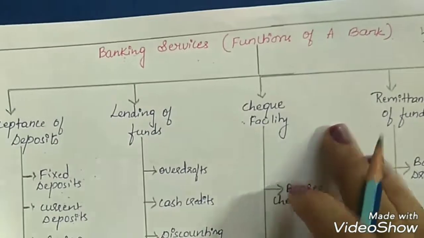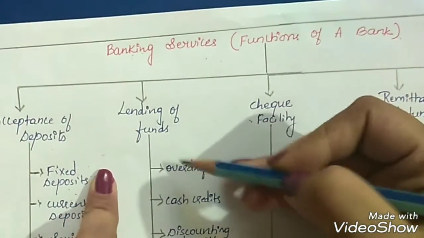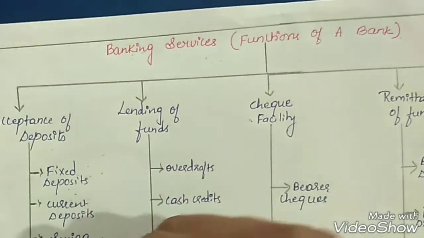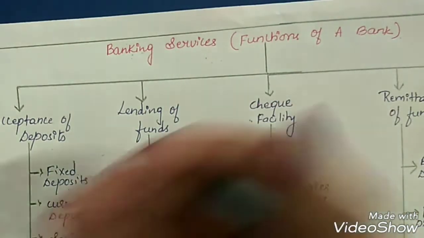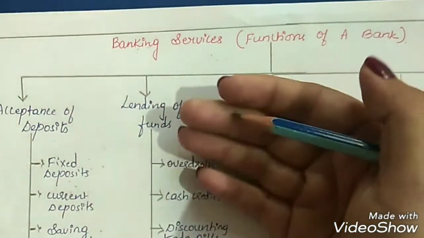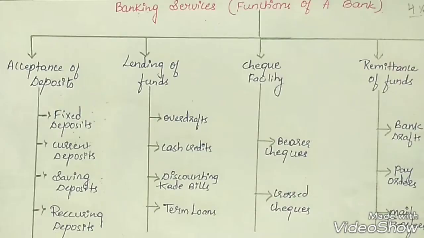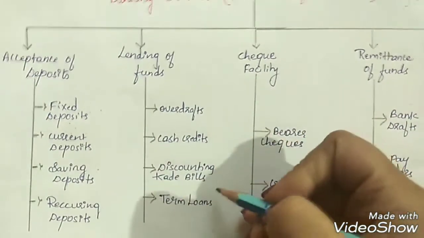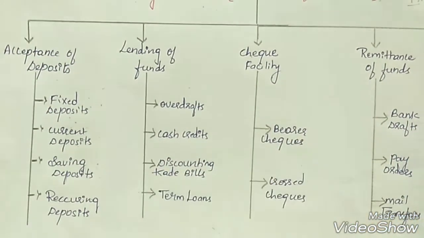Okay. Next function is lending of funds. When the bank accepts deposits, it will have to invest those funds, right? So it can invest them in companies, or it can lend those funds to the general public. Lending of funds can be done through overdrafts, cash credits, discounting trade bills and term loans.